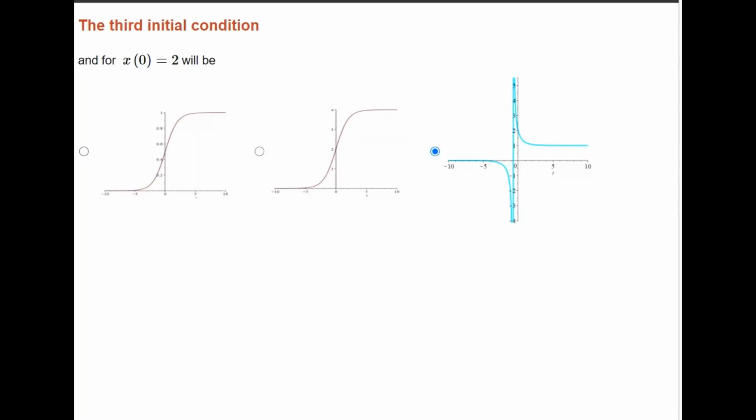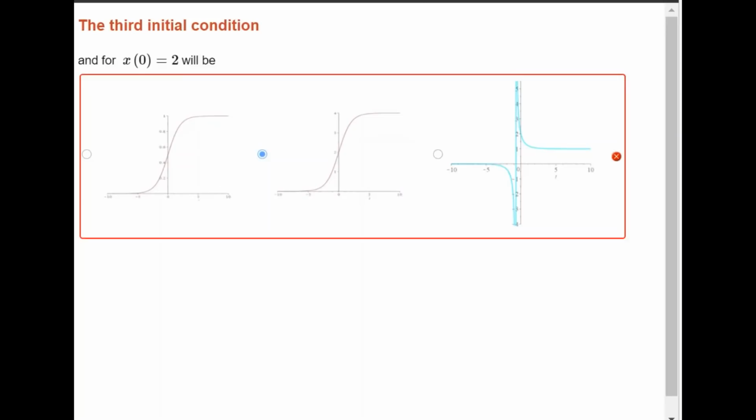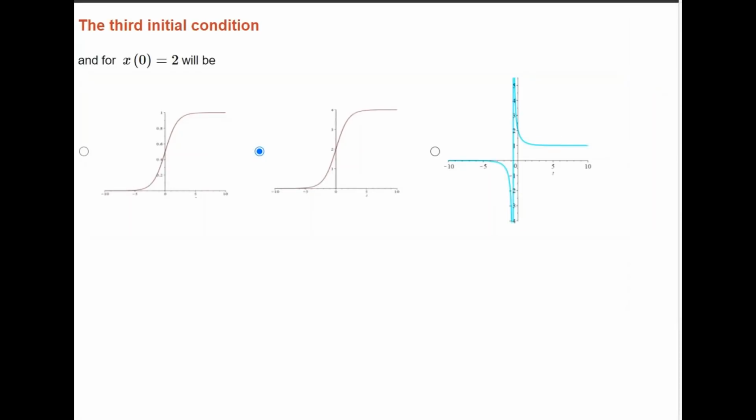So let's try this one first and see what the system shows. Okay, it shows that our answer is wrong. Why? Because we have an exponential graph with a different constant than 1. And if we click this one, then the system should mark us right.